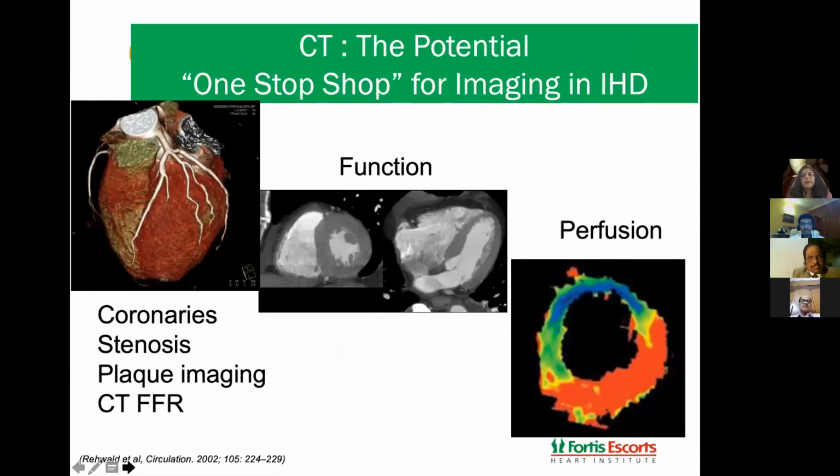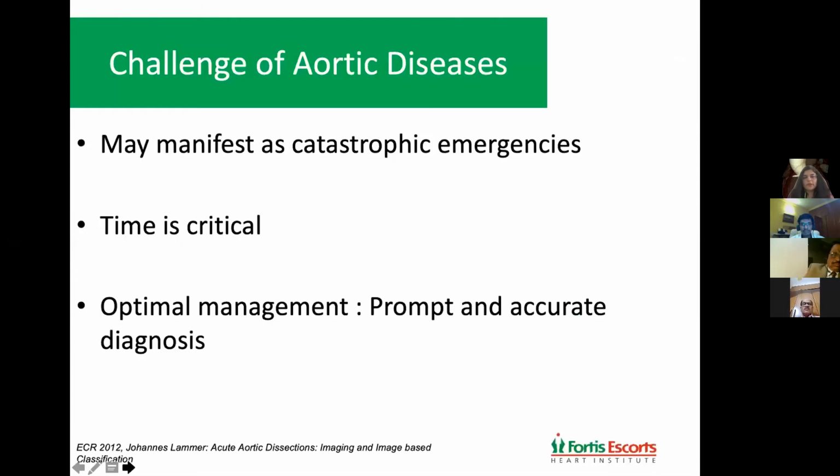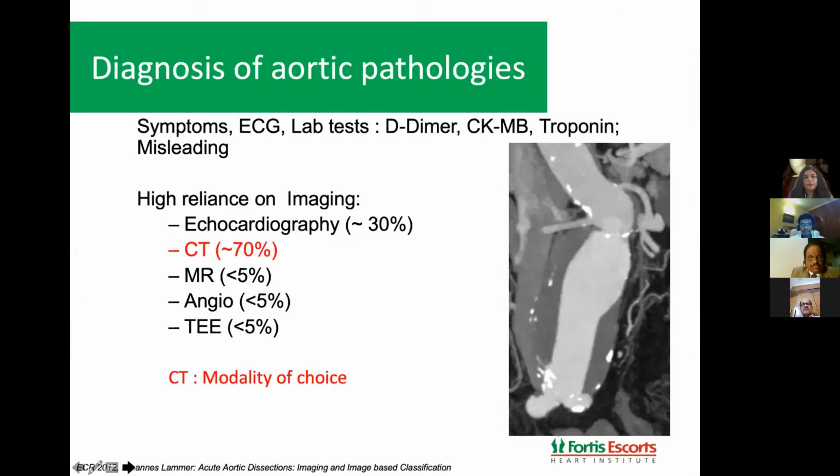So CT definitely has the potential for a one-stop shop for imaging in ischemic heart disease, from the coronaries to function to perfusion. Let's now go to the cardiovascular aspect. We finished the cardiac, but let's go to the vascular aspect. And non-invasive imaging of the aorta is exceedingly important today. The challenge of aortic diseases is that they manifest as catastrophic emergencies, and time is critical in these patients. So we need a prompt and accurate diagnosis.